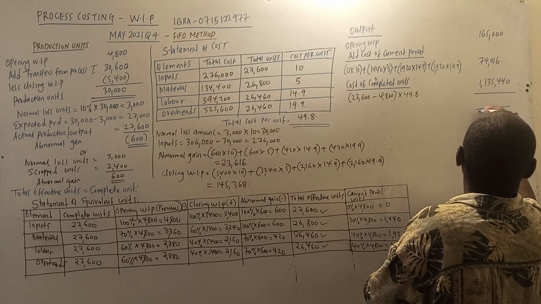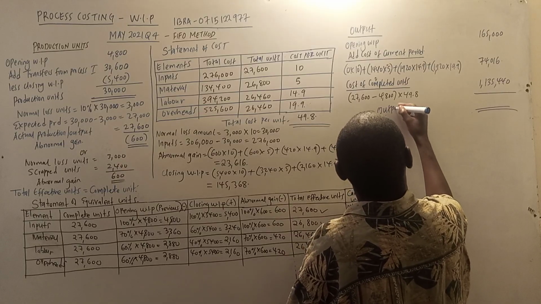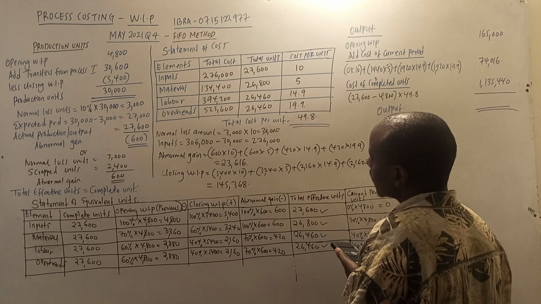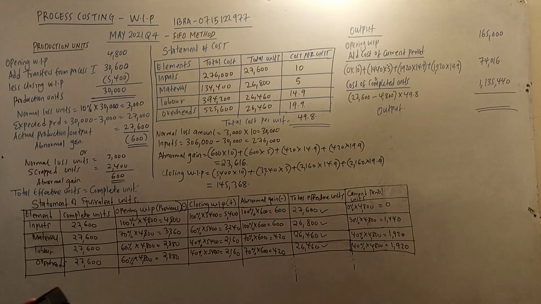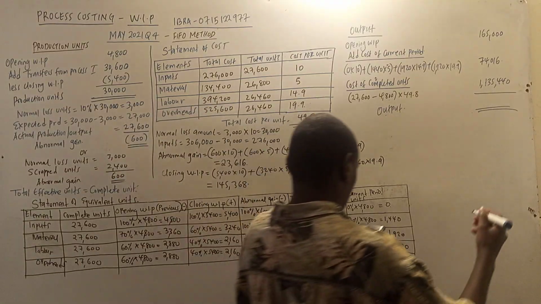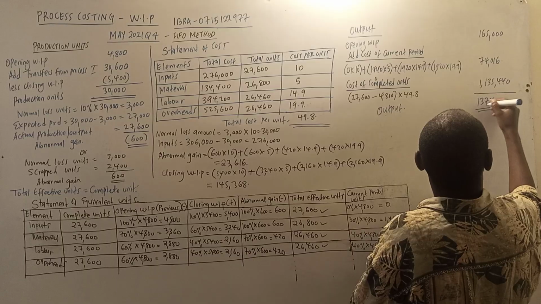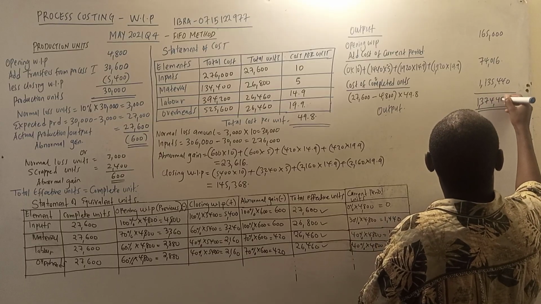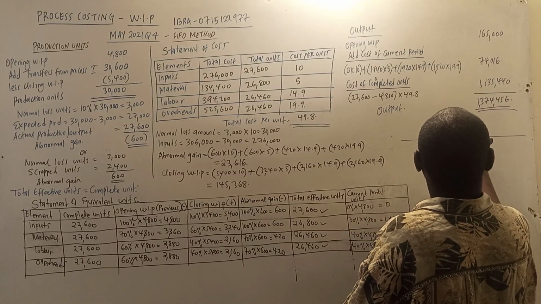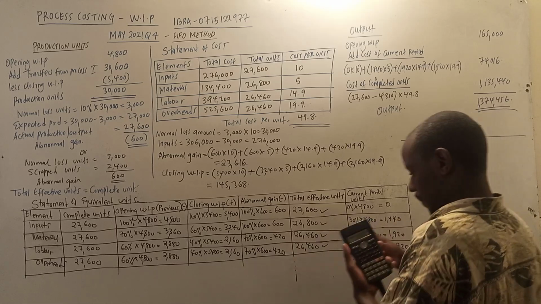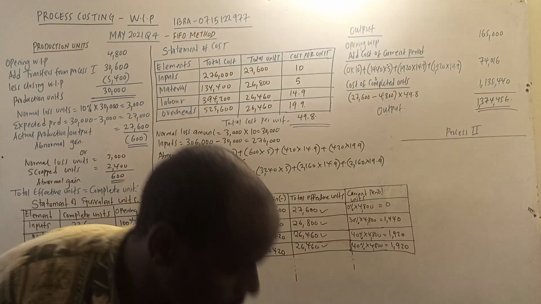So when you get the total, you're going to get the output. So kumbuka, this one is opening work in progress. So plus 74016 plus 165,000. I'm getting 1374,456. Now in that situation, we can prepare our process 2.